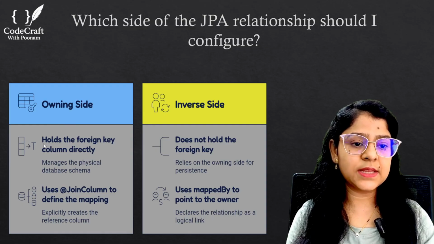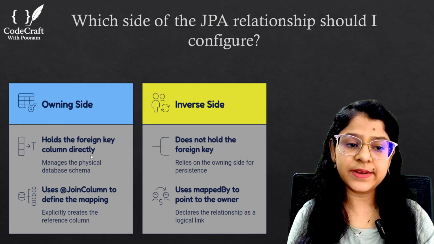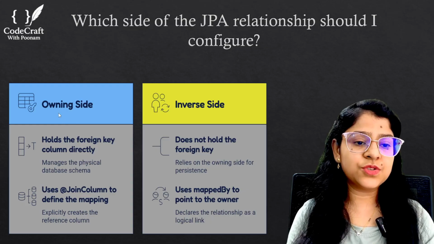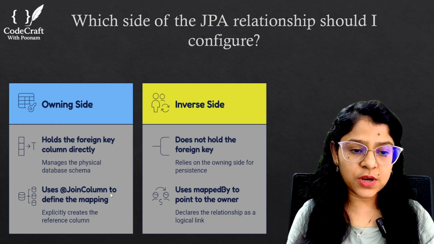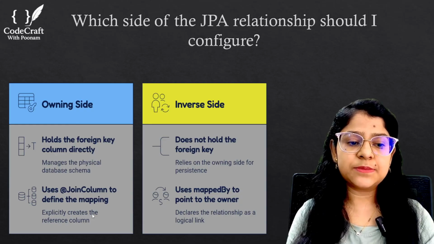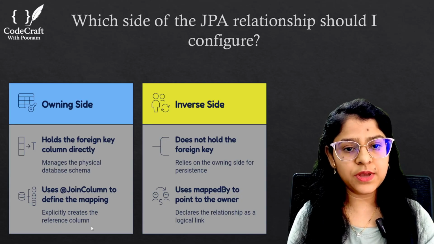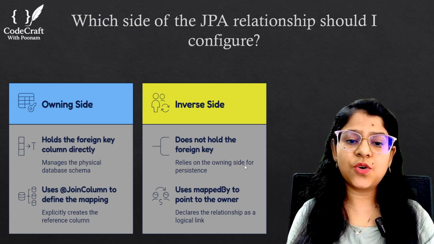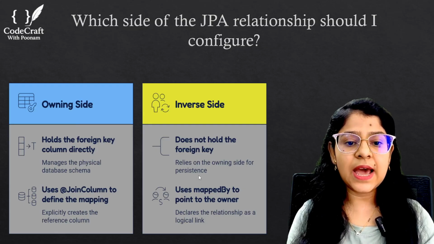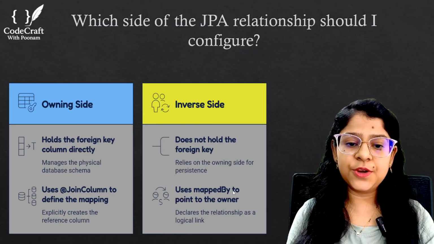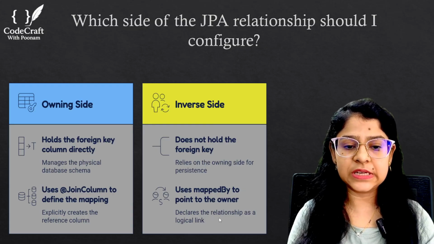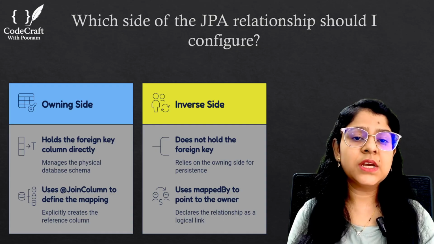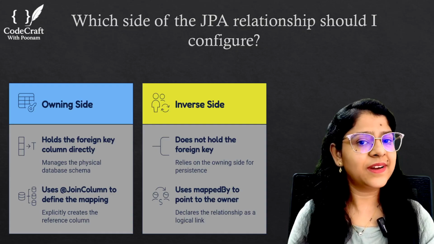The owning side holds the foreign key column directly and manages the physical database schema. It also uses @JoinColumn to define the mapping, so it explicitly creates the reference column. And coming to the inverse side, it does not hold the foreign key. It relies on the owning side for persistence, and it uses mappedBy to point to the owner. So it declares the relationship as a logical link. I will explain this in the example so that you will have better clarity.